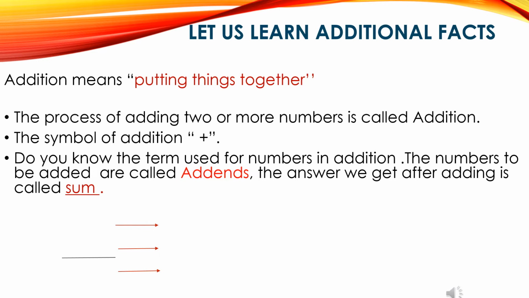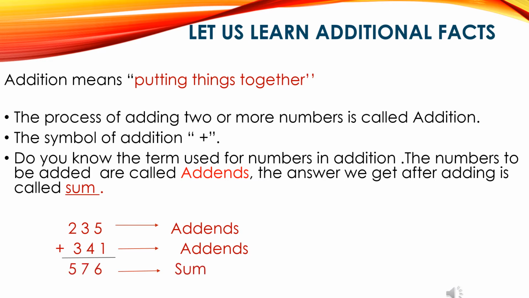Now you can see the example here. 235 plus 341. These two numbers are called addends. When we add, we get the answer 576, that is called sum. The answer we get after adding these numbers is called sum. Understood now? Yes.